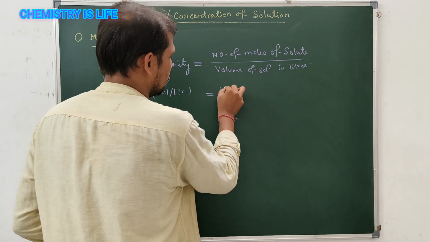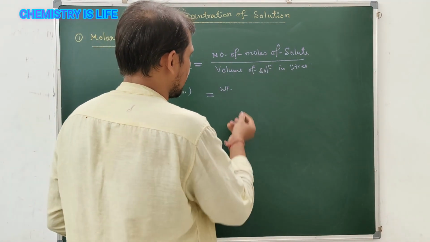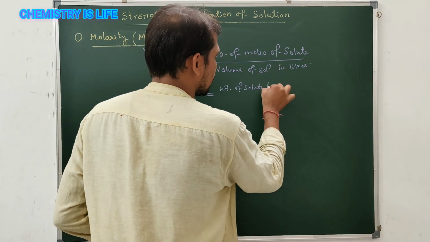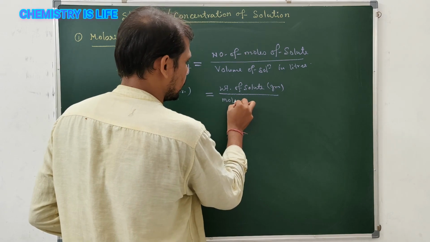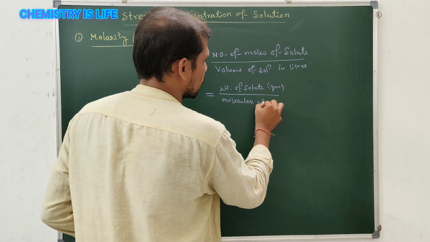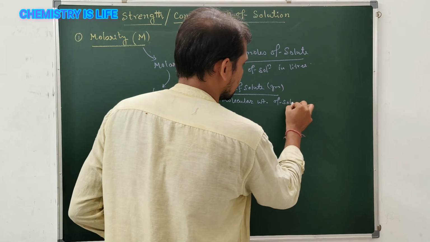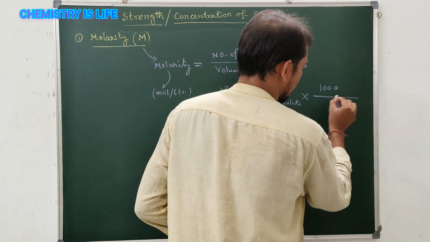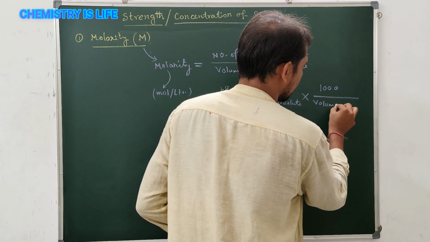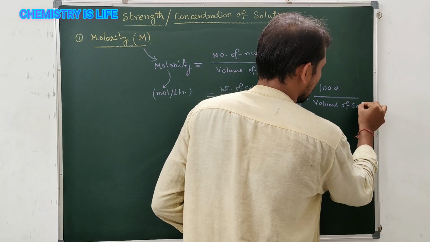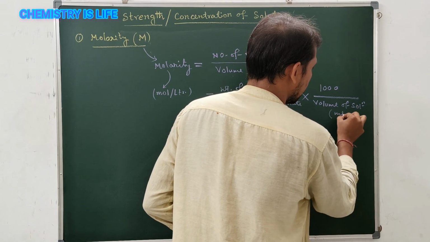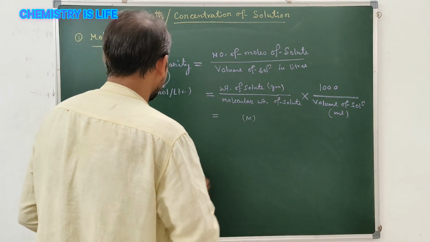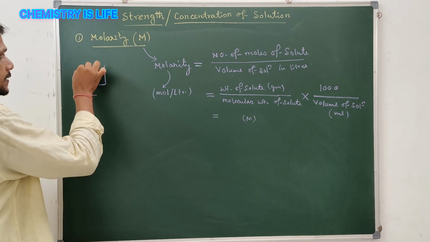Or it can be written as weight of solute or mass of solute in gram divided by molecular weight or molecular mass of solute, multiplied by 1000, divided by volume of solution in milliliter. Got it? So this will be molarity. That means, let me give an example.